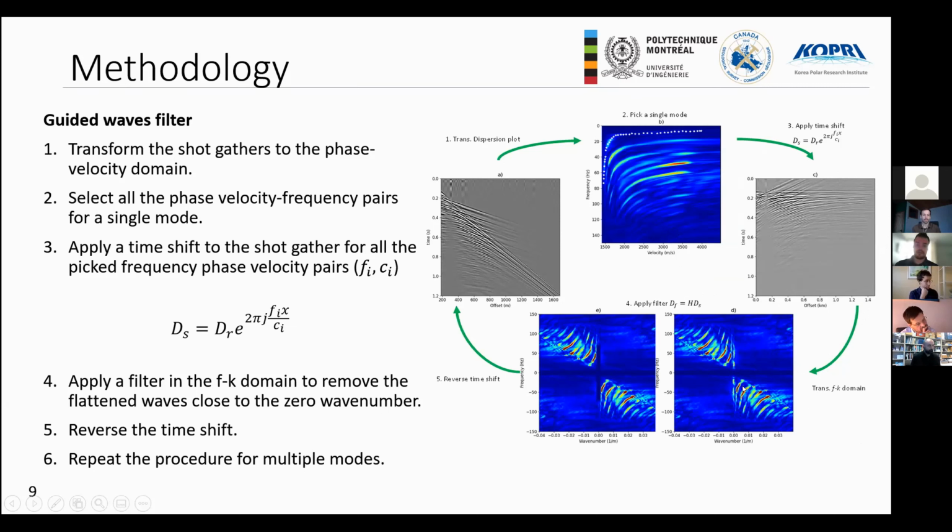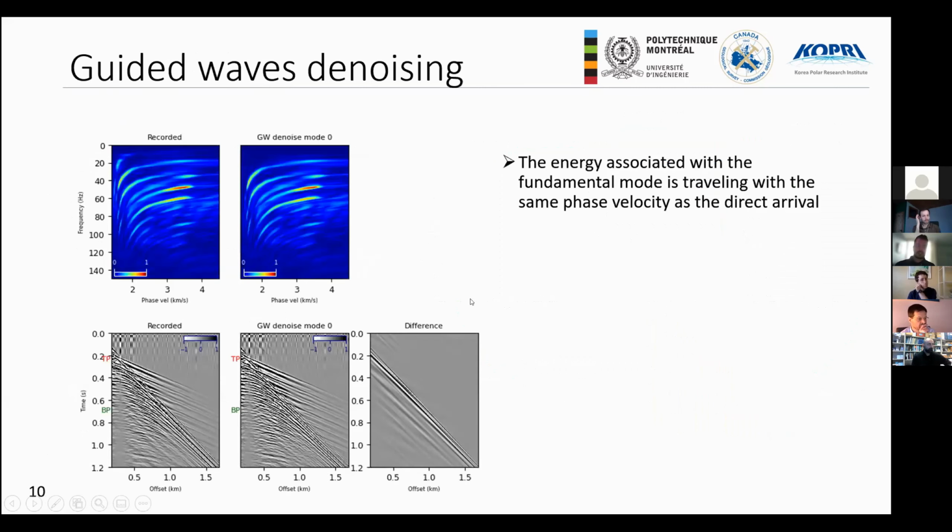In the zero wave number, we can apply a filter close to the zero wave number, reverse the time shift, and return to the shot gather. So we will repeat the procedure for every single mode. An example of that is presented for the shot number 8275 in the seismic line 6.